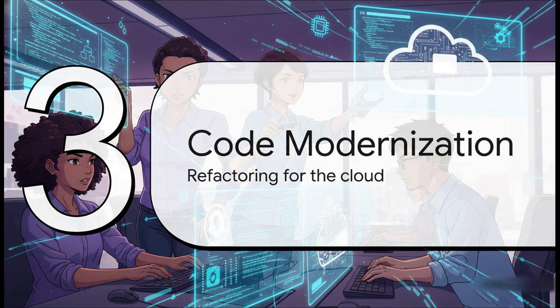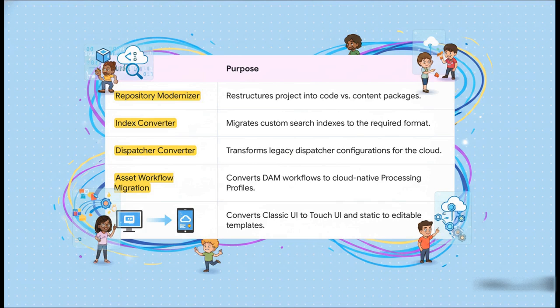This is where your developers are going to spend the bulk of their time. But here's the best part. You are not doing this all by hand. Adobe gives you a whole toolkit of converters to do the heavy lifting for you. There's a tool to restructure your project, one to convert your search indexes, another for dispatcher configs. You get the idea. Each one is designed to automate a piece of the puzzle and save you a ton of time.